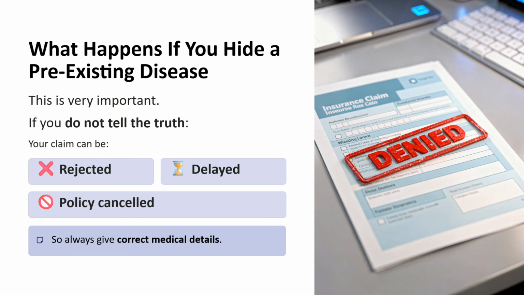What happens if you hide a pre-existing disease? This is very important. If you do not tell the truth, your claim can be rejected, delayed, or the policy cancelled. So always give correct medical details.